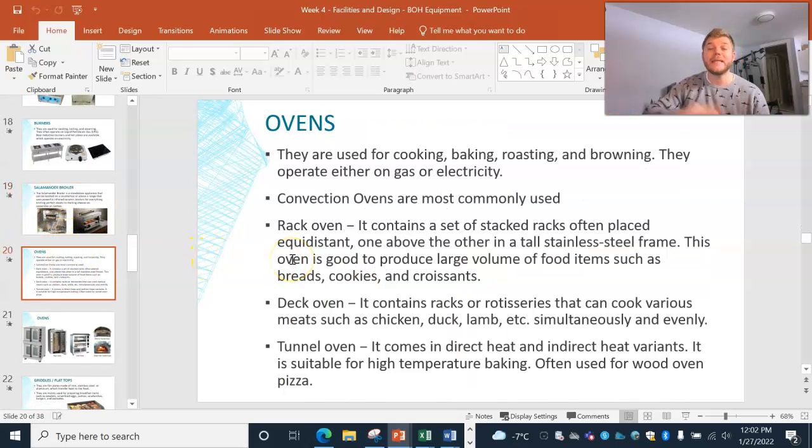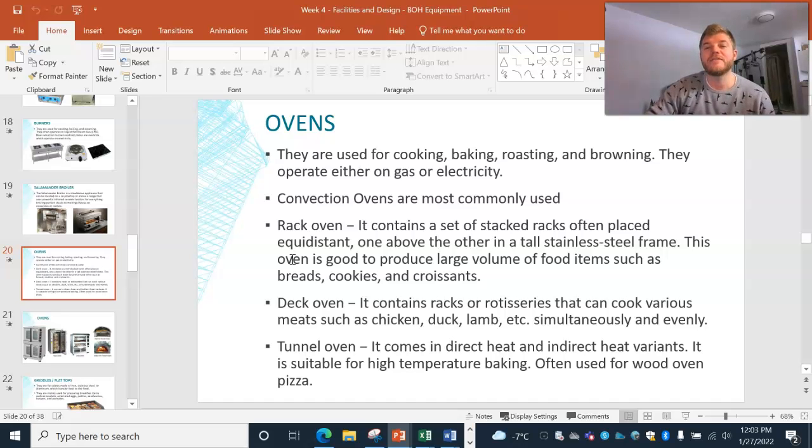So ovens, there's many different types of ovens, and the ovens really do have a big impact on the design of your kitchens. They're often used for cooking, right? They're used for pizza ovens. They're used for baking. You can do big roasts. You can just use things for browning. So in case you wanted to make stuffing or something along those lines, they operate either on gas or electricity.